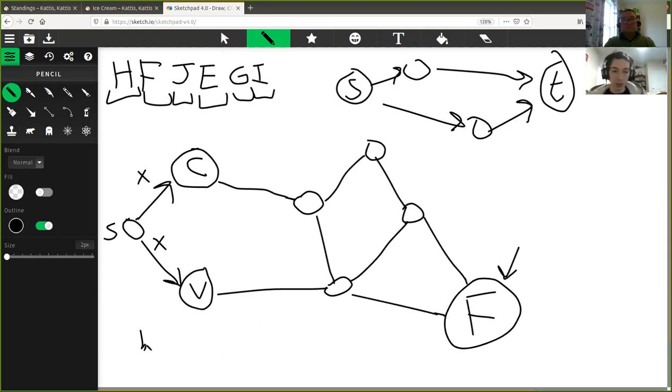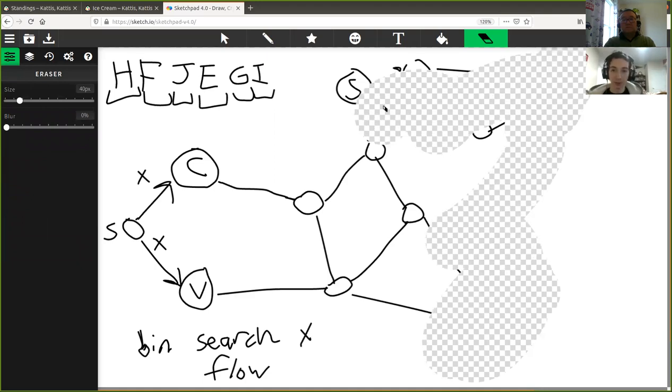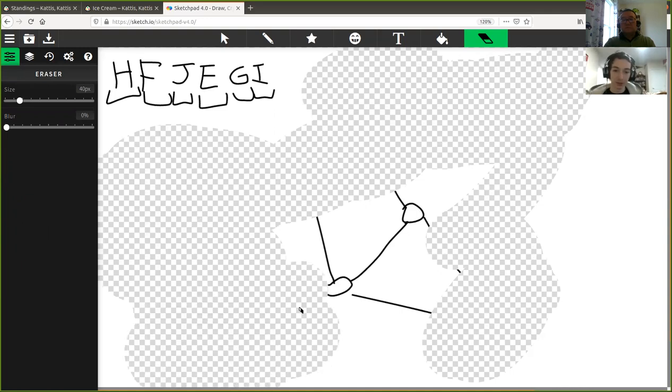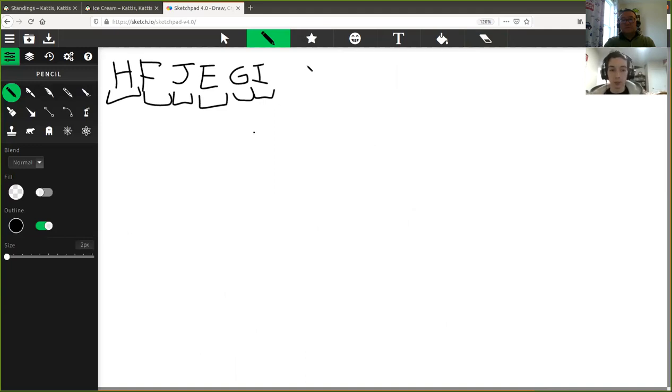So the solution is to binary search on X and compute the max flow. But there's a huge trap. I'll give an example of where it came up. And I think almost everyone who got a wrong answer, that wasn't from an implementation bug, was probably from this. Consider this case.